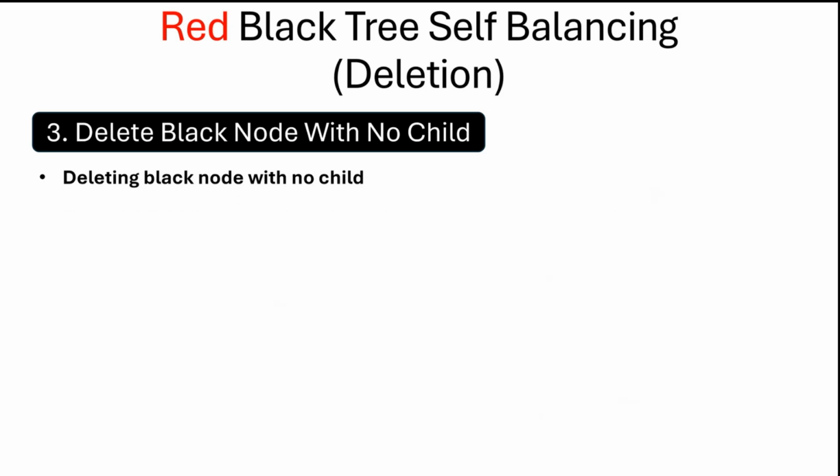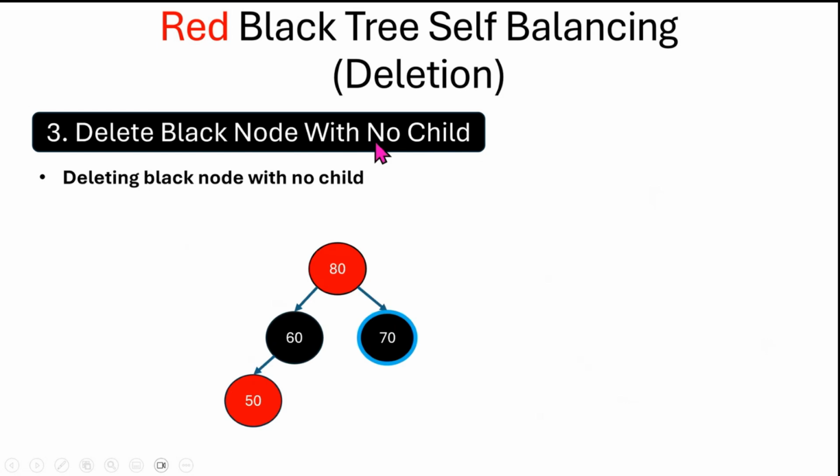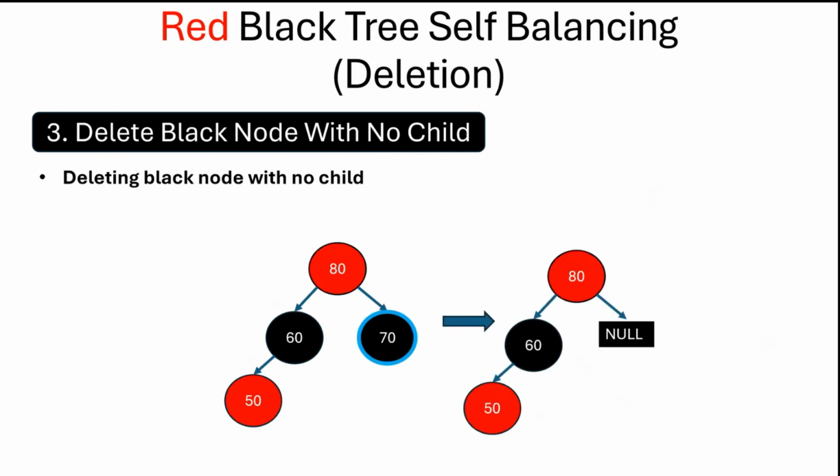Now coming to the next subcase of delete black node with no child, next structure. Here we delete the black node. Now the black node is deleted, it is replaced with null, which is also black. So it is a double black condition. For this case, we always see the double black condition, where if we delete the black node, it gets replaced with the black.